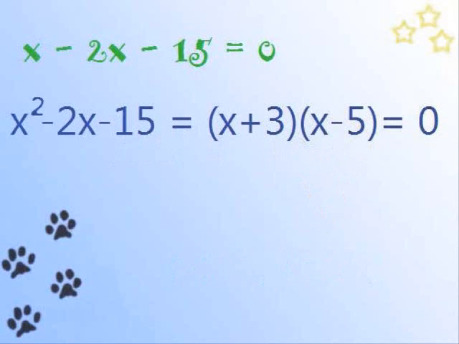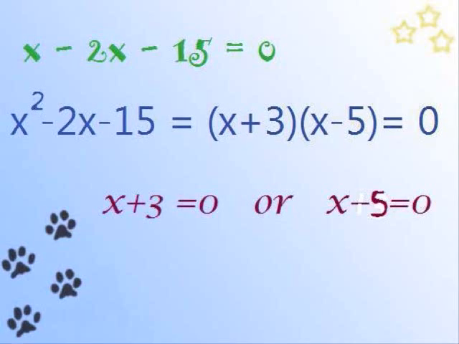Thus, x² - 2x - 15 = 0 becomes (x + 3)(x - 5) = 0. This implies x + 3 = 0, or x - 5 = 0. Solving two linear equations gives x = -3 or x = 5. The roots of the given equation are -3 and 5.